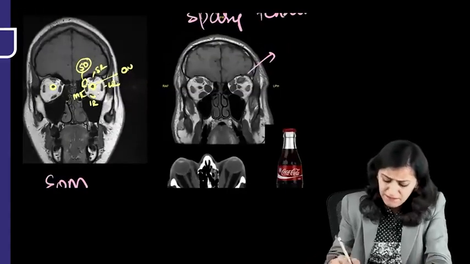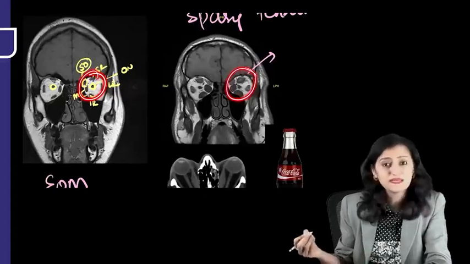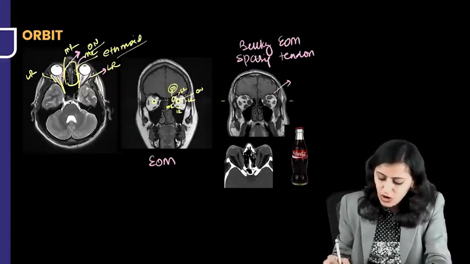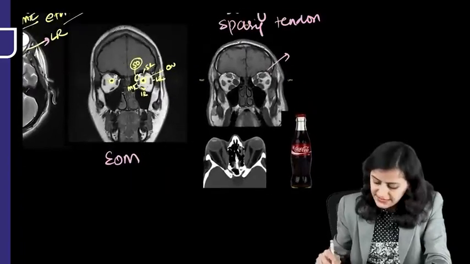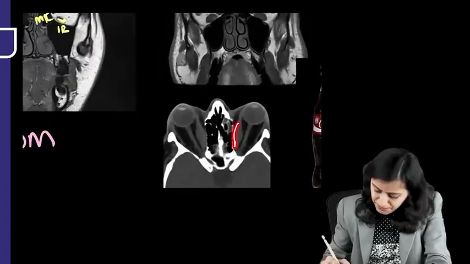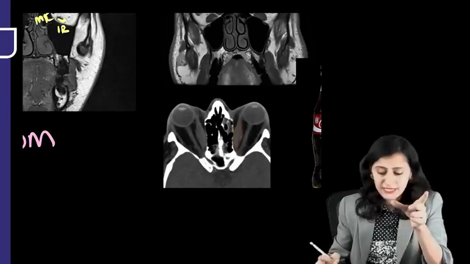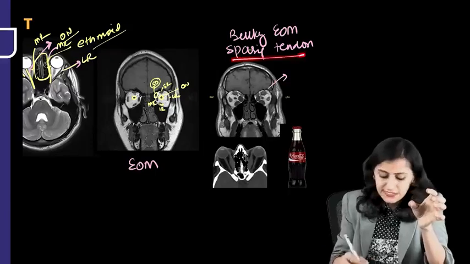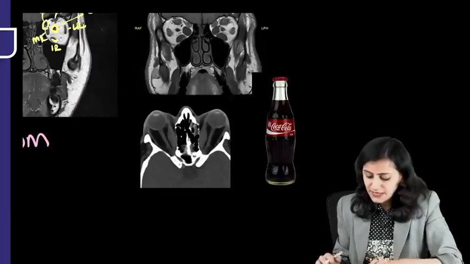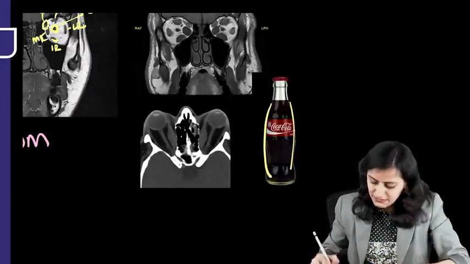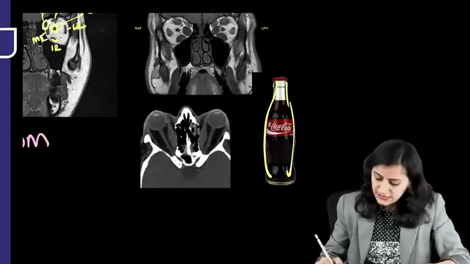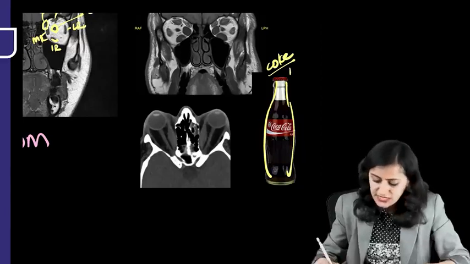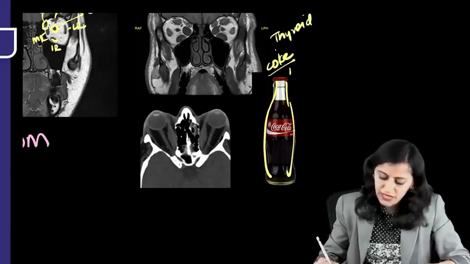Now, what do you see here? Compare the normal muscle size with this muscle size. The muscles are bulky. So, bulky extraocular muscles, look at the axial scan. You see that the belly of the muscle is widened. The tendon is not bulky. It is tendon sparing. So, bulky extraocular muscle sparing the tendon. It is like a bulky muscle with a narrow tendon. This is called the Coke sign, the Coca-Cola bottle sign, which is seen in thyroid ophthalmopathy.